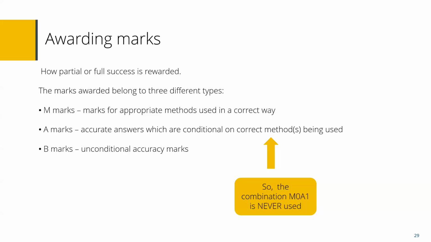You then have the accuracy marks, which are conditional on the correct method marks. Also notice where it says there at the bottom, you cannot have an M0 with an A1. So you have to get your method marks for you to get the accuracy mark. The B marks are the unconditional accuracy marks, and they're used in different ways, and we'll have a look at those in a minute.